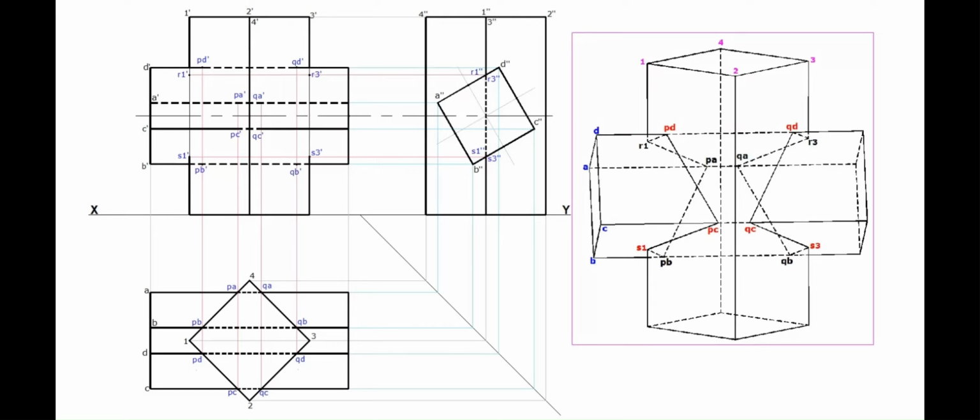Line of intersection, PD dash to PC dash, and PC dash to S1 dash are visible. Similarly, QD dash to QC dash and QC dash to S3 dash are visible. PD dash to R1 dash, R1 dash to PA dash, PA dash to PB dash, and PB dash to S1 dash are invisible. Corresponding lines on the right-hand side also are invisible.